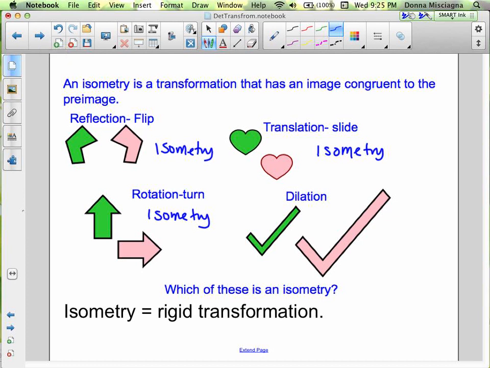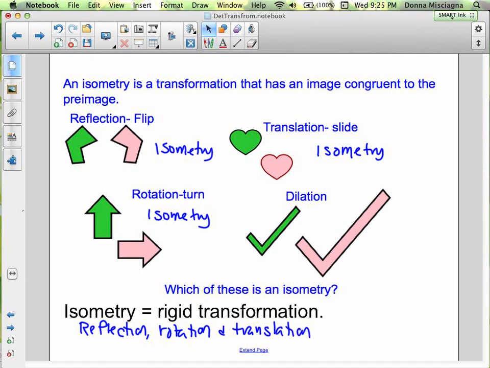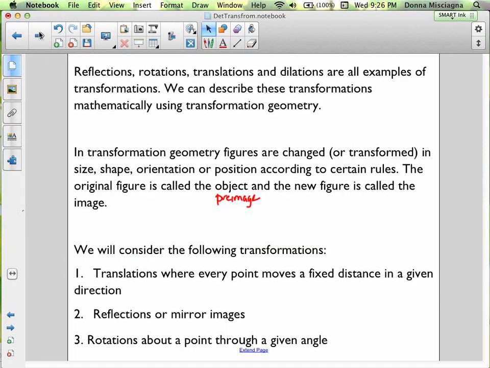So next to isometry, in your notes, write in reflection, rotation, and translation. Those are all isometries. The dilation is not an isometry because it changes the size. And isometry requires that you don't change the size. That's what rigid means. It doesn't change the size. It just changes the direction it's facing or its placement on the coordinate plane. Or doesn't even have to be on a coordinate plane. It just changes its placement.